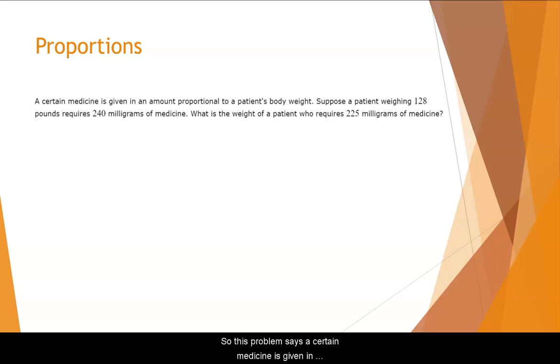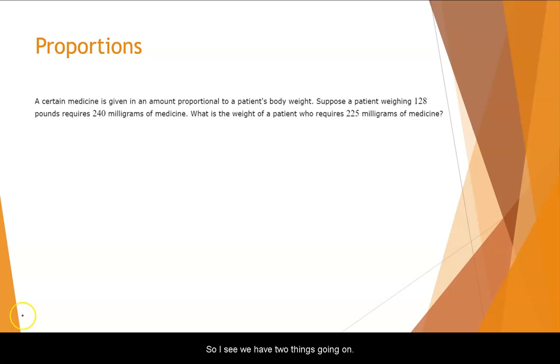So this problem says, a certain medicine is given in an amount proportional to a patient's body weight. Suppose a patient weighs 128 pounds, receives 240 milligrams of medicine. What is the weight of a patient who requires 225 milligrams of medicine?